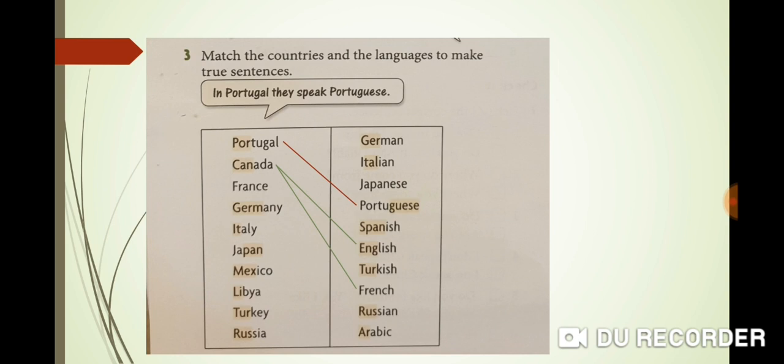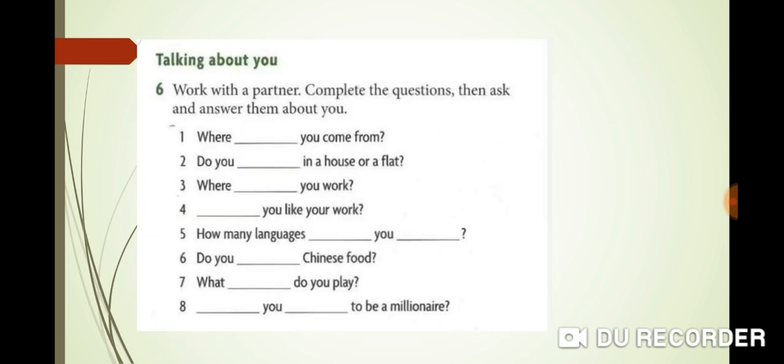France. In France, they speak French. Germany. In Germany, they speak German. Italy. In Italy, they speak Italian. Japan. In Japan, they speak Japanese. Mexico. In Mexico, they speak Spanish. Libya. In Libya, they speak Arabic. Turkey. In Turkey, they speak Turkish. Russia. In Russia, they speak Russian. Right.